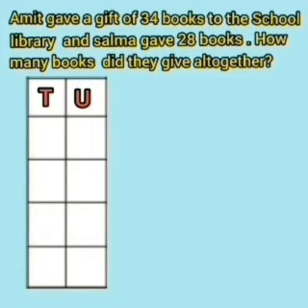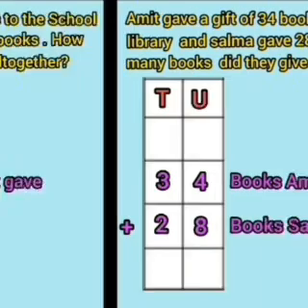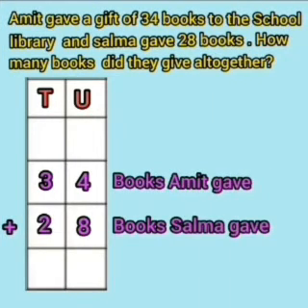Amit gave a gift of 34 books. So 4 we will write in the unit place. 3 we will write in the tens place. 34 books Amit gave. Then we will put a plus sign. Salma gave 28 books. 8 we will write in the unit place. 2 we will write in the tens place. 28 books Salma gave.